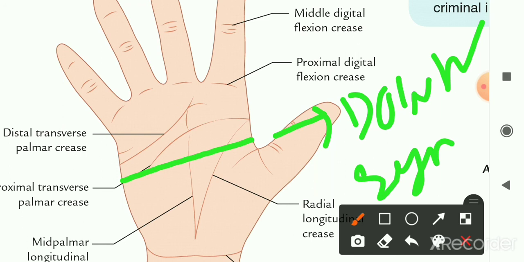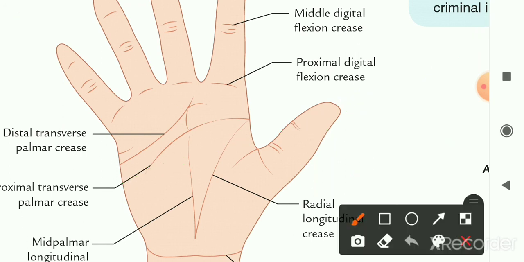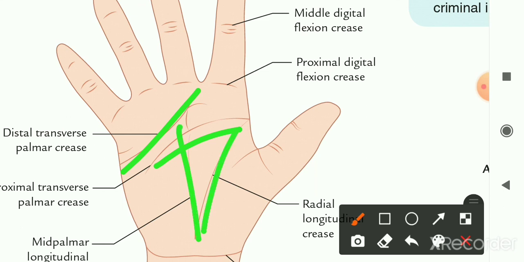But in normal people, look at it. There are multiple palmar creases: transverse, and one longitudinal and another longitudinal. So there will be numerous palmar creases, but in case of Down syndrome, there will be one single transverse palmar crease. By seeing this single transverse palmar crease, we can identify the patient of Down syndrome.